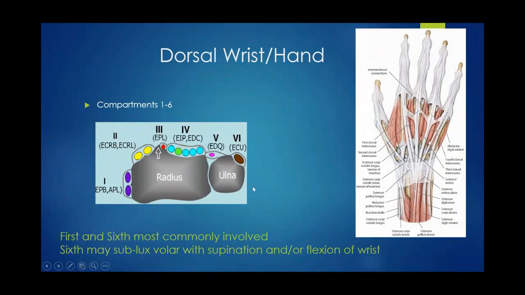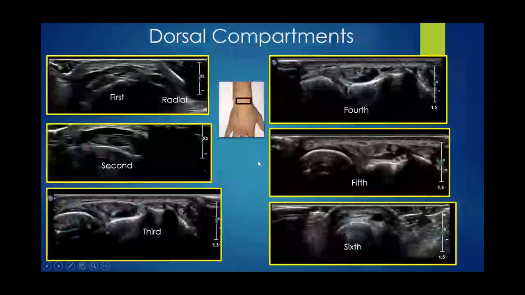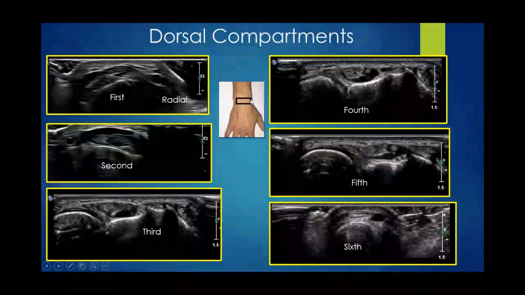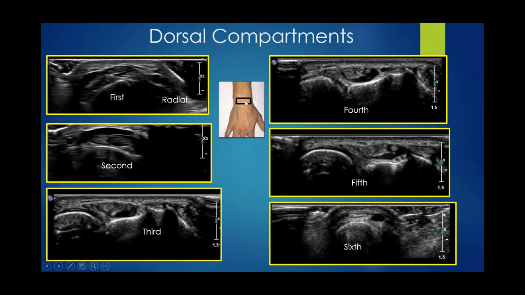Clinically, the first and sixth compartments are most problematic. Here are some videos showing how to evaluate each of these compartments. Again, normally the transducer will be situated axial relative to the dorsum of the forearm, and then placed over top of the compartment that you're attempting to interrogate. Here we would move the transducer all the way to the radial side of the forearm to look at the first dorsal compartment.